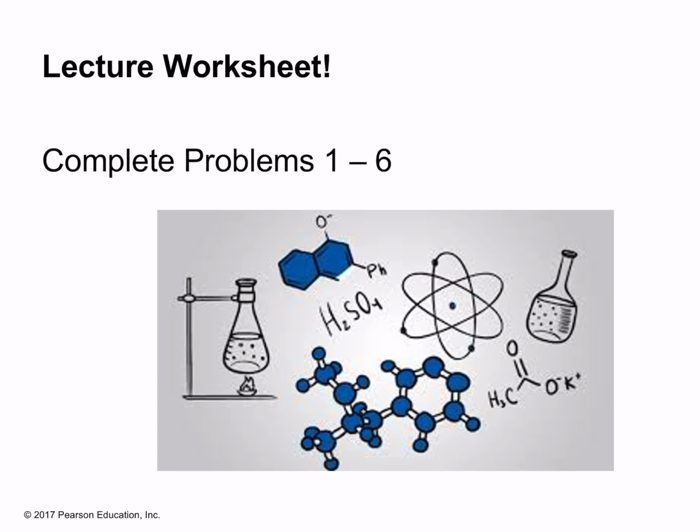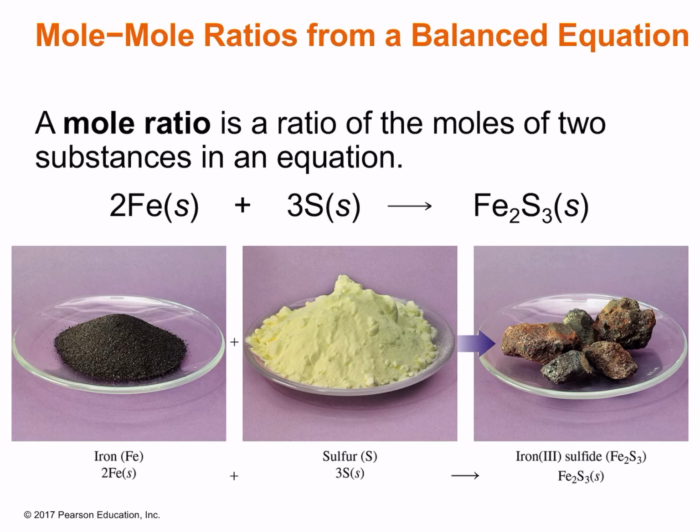All right, on to stoichiometry. Stoichiometry relies on the law of conservation of mass, which means mass can't be created or destroyed. The mass before the reaction must equal the mass after the reaction. One thing that's new for stoichiometry is the mole ratio. We talked about mole ratios briefly in chapter 7.